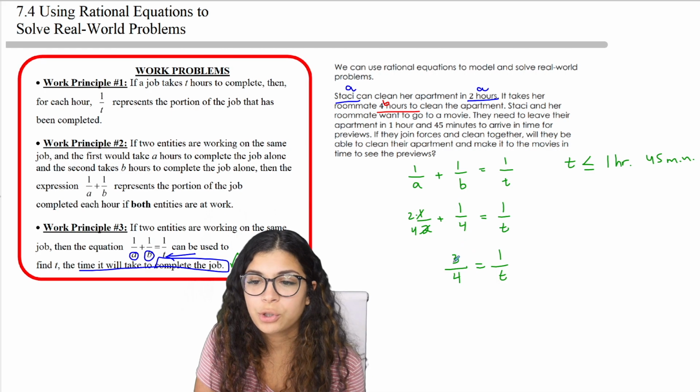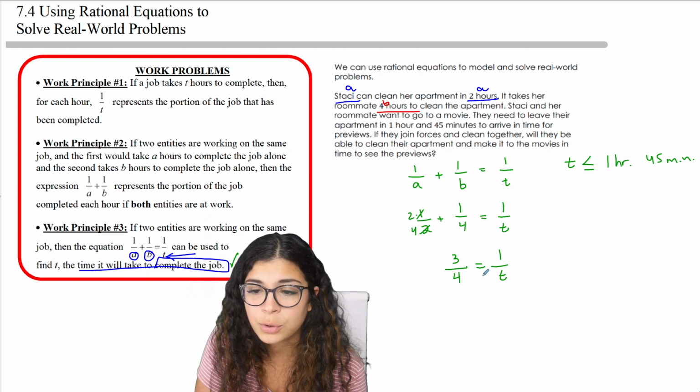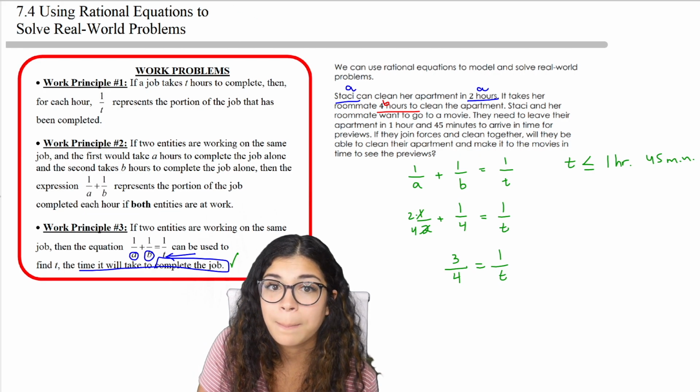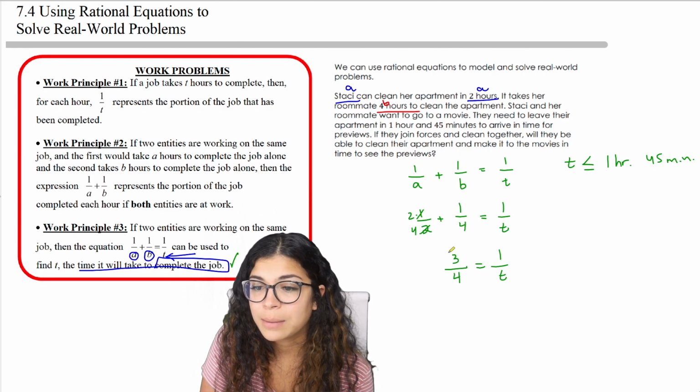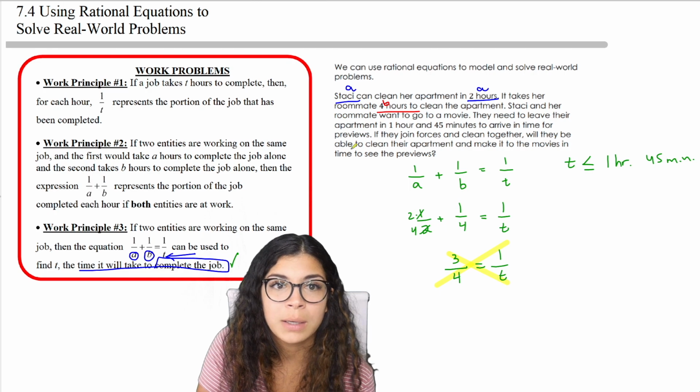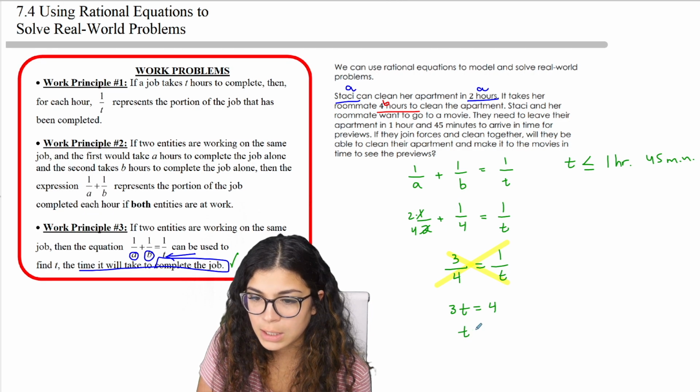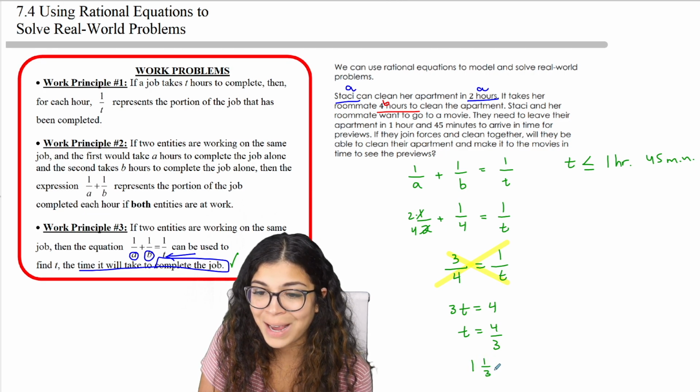And now we have a proportion, 2 fractions equal to each other. We have a proportion, so we can cross multiply, right? 3 times T equals 4 times 1. And divide by 3 on both sides, so T equals 4/3. So it takes them 1 1/3 of an hour.